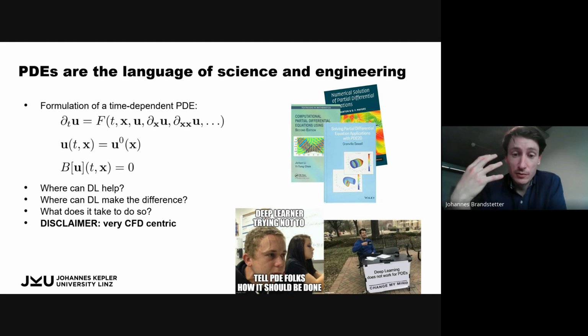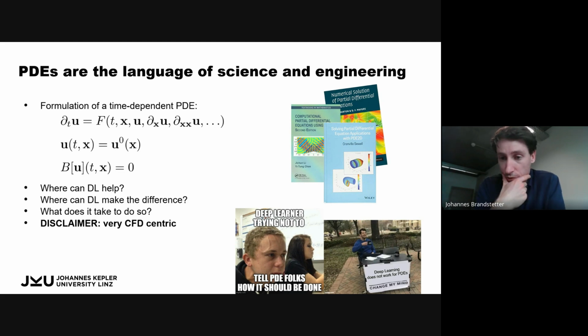Deep learning folks have to get to know a lot of domain knowledge to really have an influence. On the other hand, deep learning can have a lot of impact and will change different fields. So the overarching question is always the same: can deep learning really help? Where can it make a difference? And what does it take to do so? And this is not always so easy.